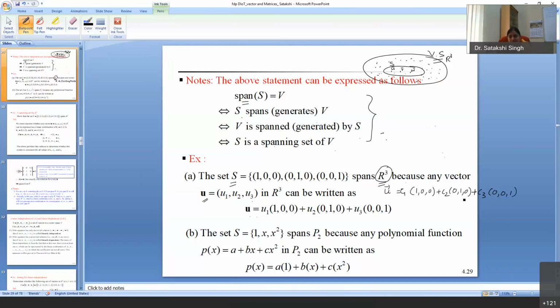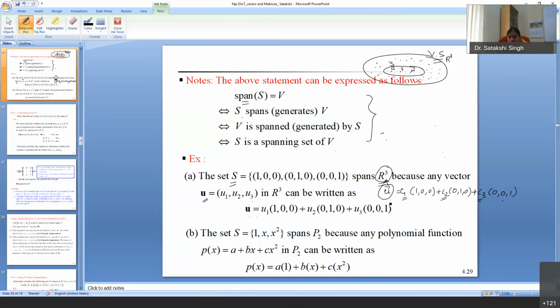You have already studied this. If we are able to write any arbitrary vector u inside R3 as a linear combination of these vectors, then we will say that this set S spans R3. Now, to check whether you can write u as a combination of these vectors, you will need to find some finite values of C1, C2, and C3.